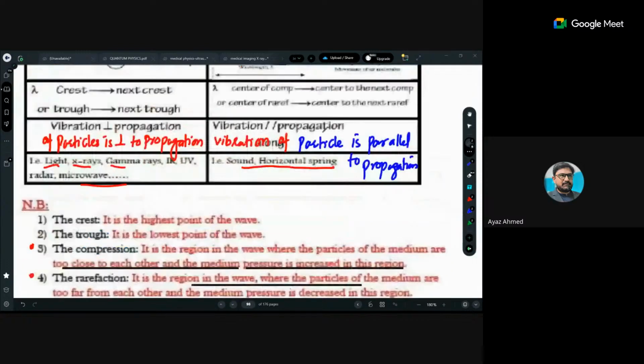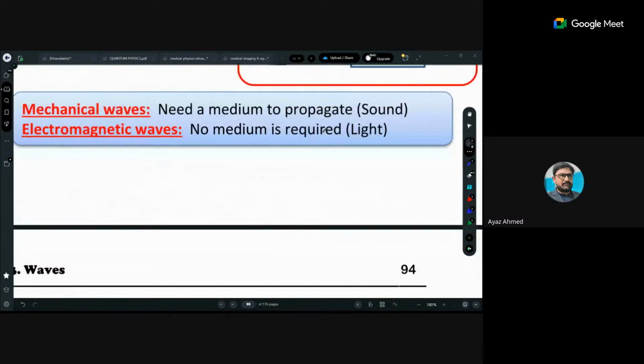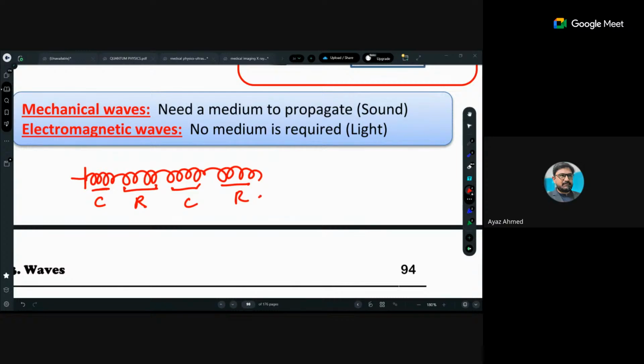For example, if I draw a diagram, let's say here we go. If I vibrate a spring, a coil like this, slinky spring, and I'm going to move it back and forth. Here the particles are closer, so it is compression. Here the particles are apart, so here is a rarefaction. Then a compression, then a rarefaction, and so on. So the particles move in this way.